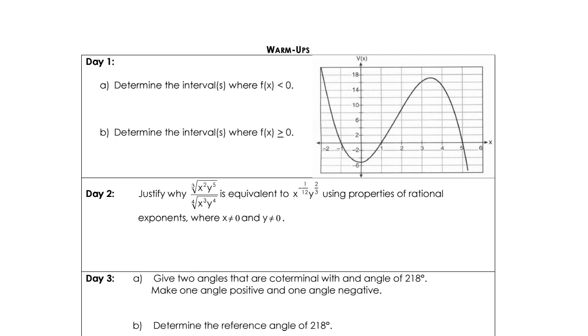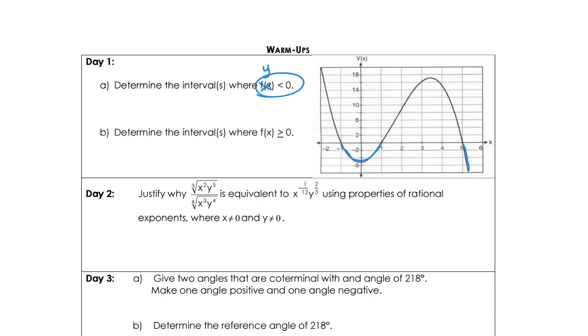And in part A, it says determine the intervals where f of x is less than 0. Remember, f of x is a synonym for y, and they want to know where all of the y coordinates are less than 0. So all y coordinates are less than 0 underneath the x-axis. And so from here to here and from here to here.